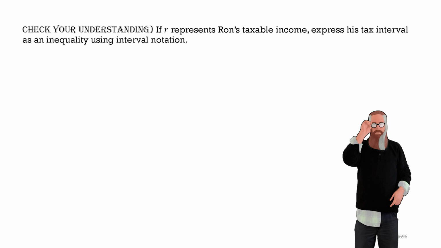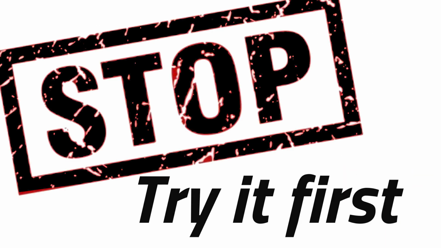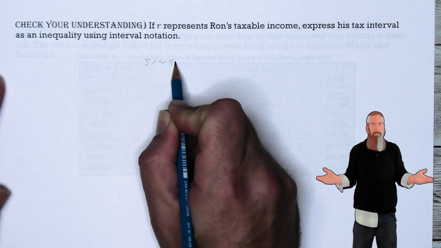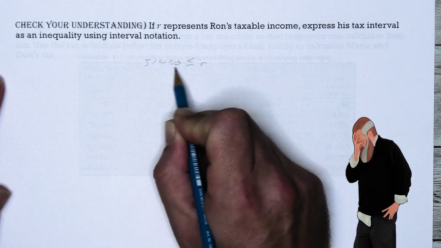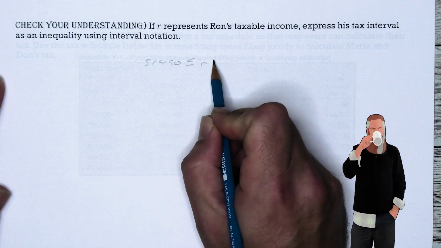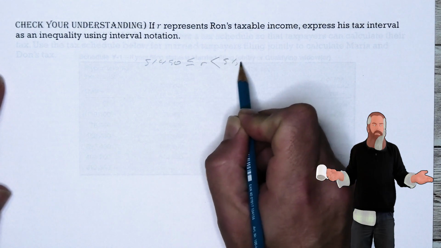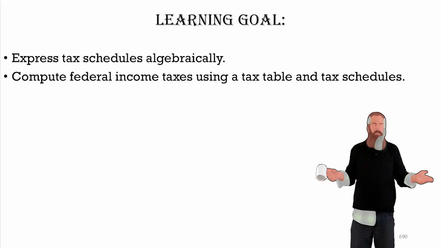If R represents Ron's taxable income, express his tax interval as an inequality using interval notation. Well, we know the least number is 51,450. Now, this is less than or equal to his number, since this is the dollar that it stops at. And it does not touch, but comes right up to 51,500.